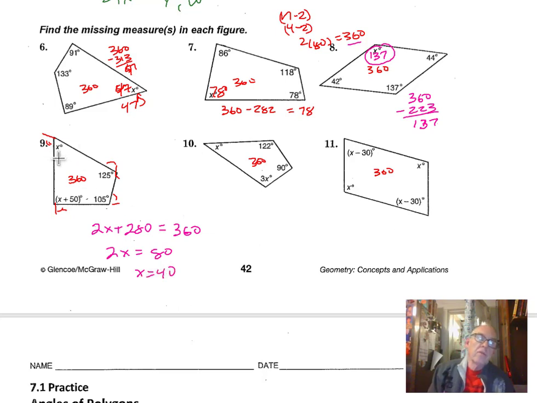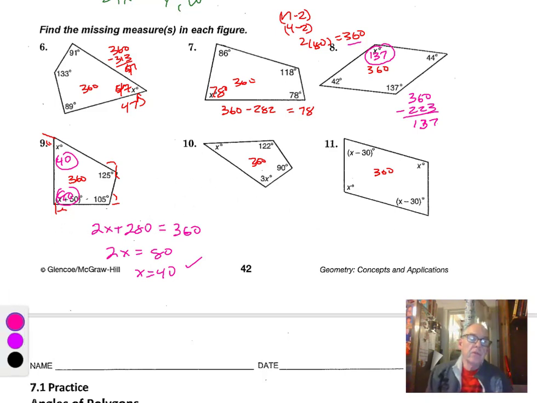So if we had 40 degrees here, 40 plus 50 makes a 90. So we got a 40 and a 90, that's a 130, and another 105. That makes 235, and another 125 makes 335, 355, makes 360, so it checks out.